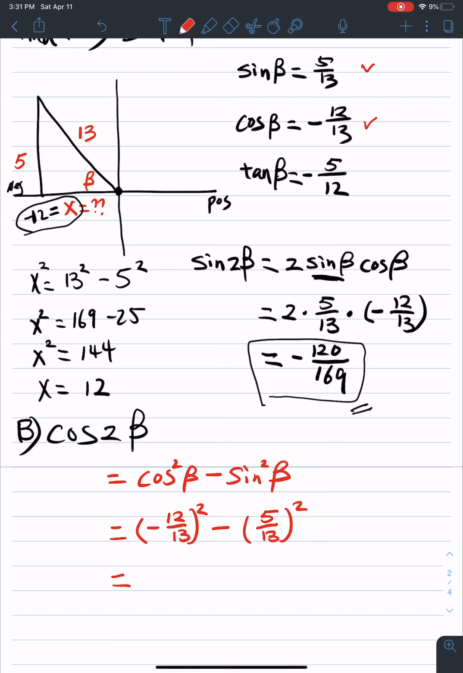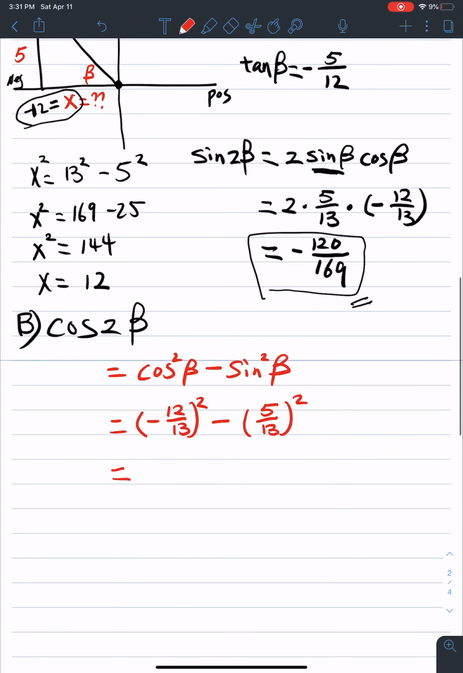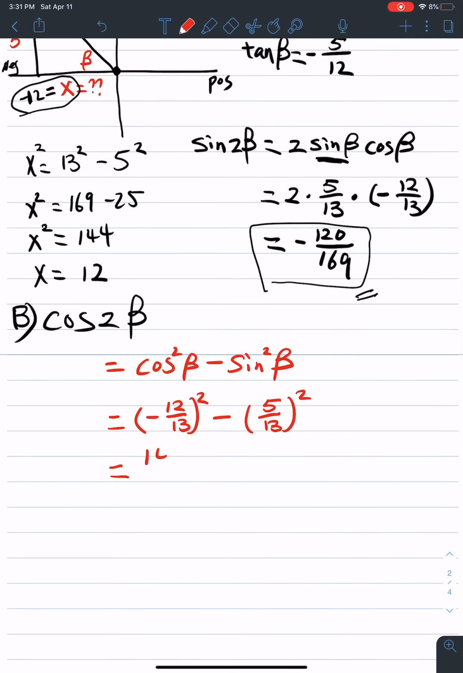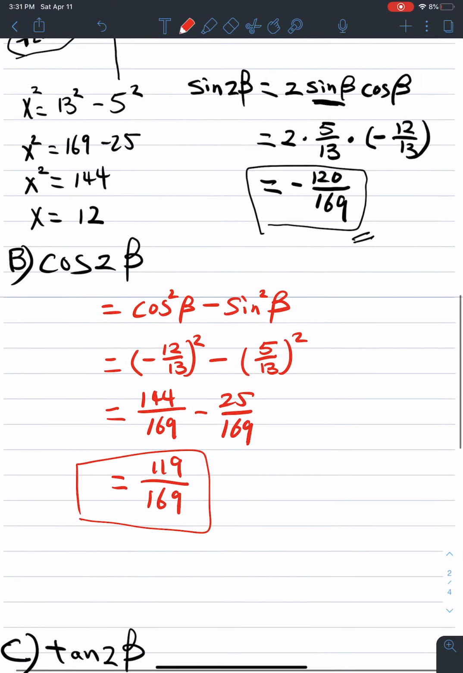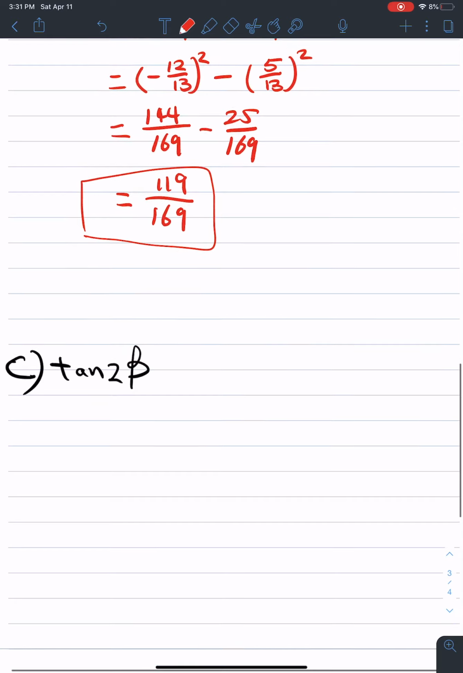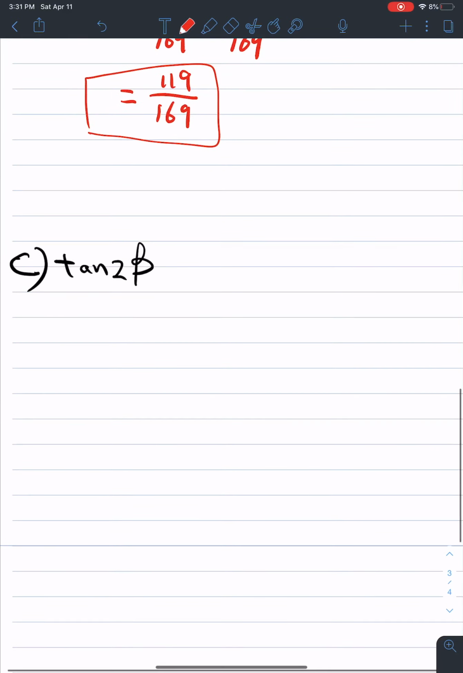So using your calculator, the first one we get 144 over 169. The second one we get 25 over 169. Combine them, so I get 119 over 169. So that is my answer for part B. And then we can work on the last one, part C. So tangent, double angle.